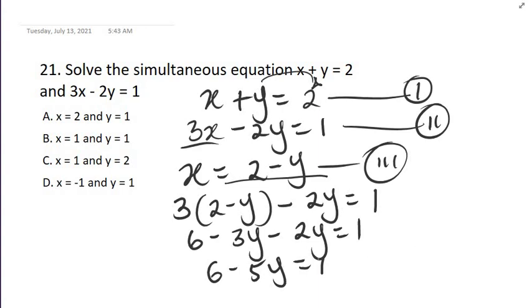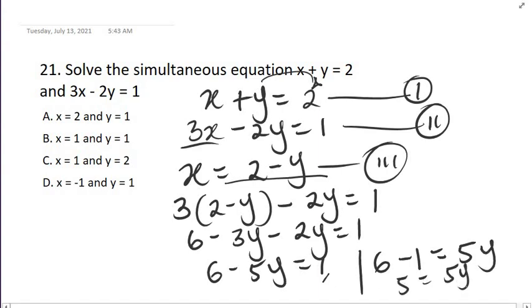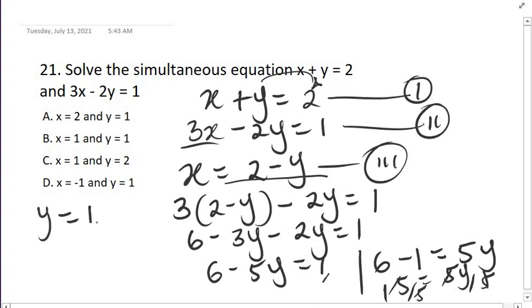Let's collect like terms. I'll leave 6 there, but I'll move 1 to meet 6. It becomes minus 1. Then move 5y to the right, the minus will go. 6 minus 1 is 5 equals 5y. To get y, divide both sides by 5. 5 cancels 5. 5 into 5 is 1. So I've gotten the value of y. y equals 1. Go back to equation 3. x equals 2 minus y, and y is 1, so x will be 2 minus 1, which is 1. So x is 1, y is 1. The right answer is B.